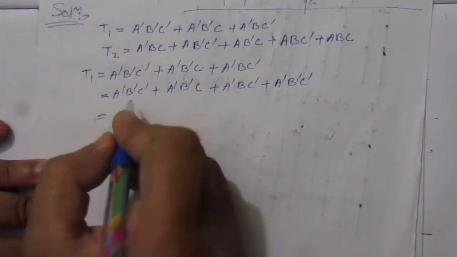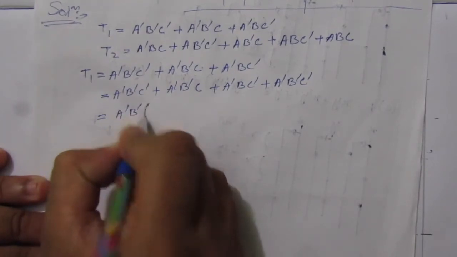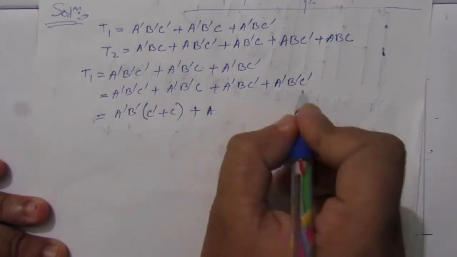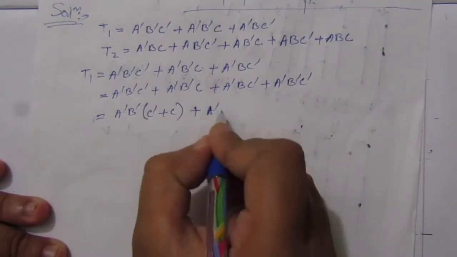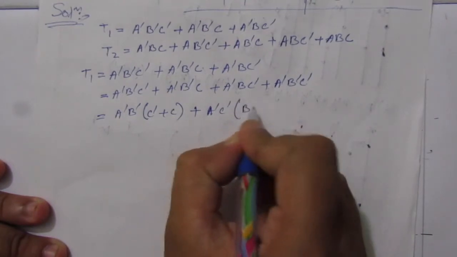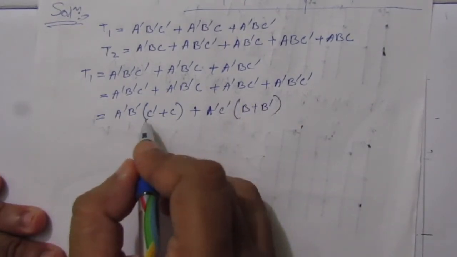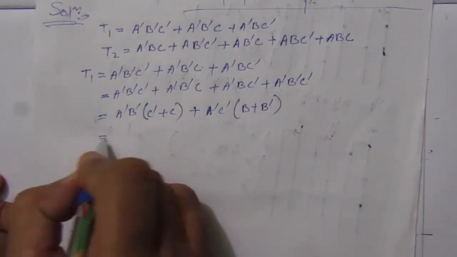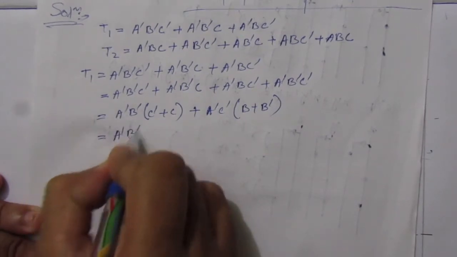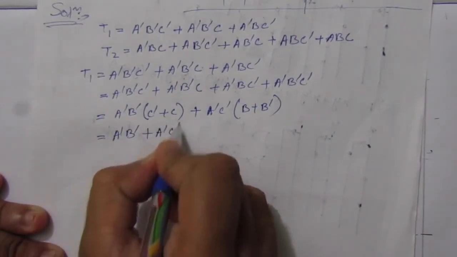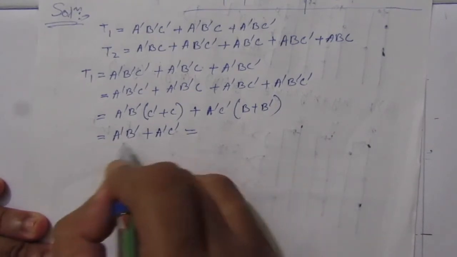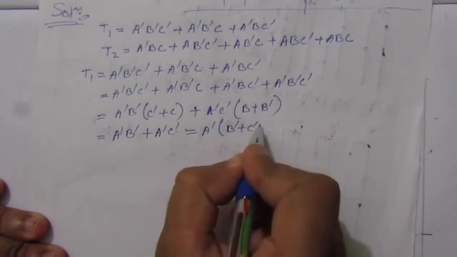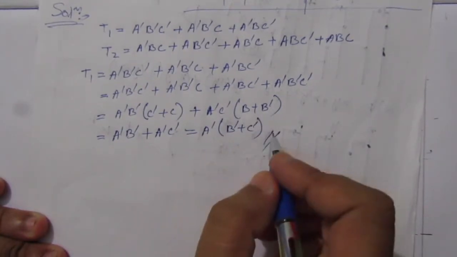So from this we can take A bar, B bar common, then we will get C bar plus C. Then from these two terms, we can take A bar, C bar common, then we will get B plus B bar. We know that C bar plus C is 1, and B plus B bar is 1. So we can write it as A bar, B bar plus A bar, C bar. Further, we can minimize this expression by taking A bar common, then we will get B bar plus C bar. So this is the minimized expression for T1.